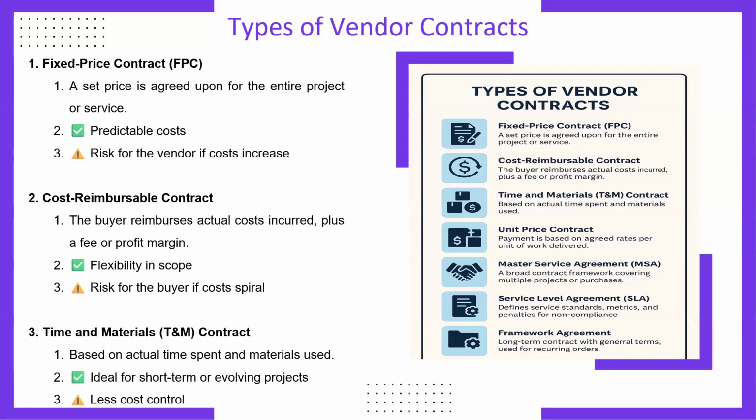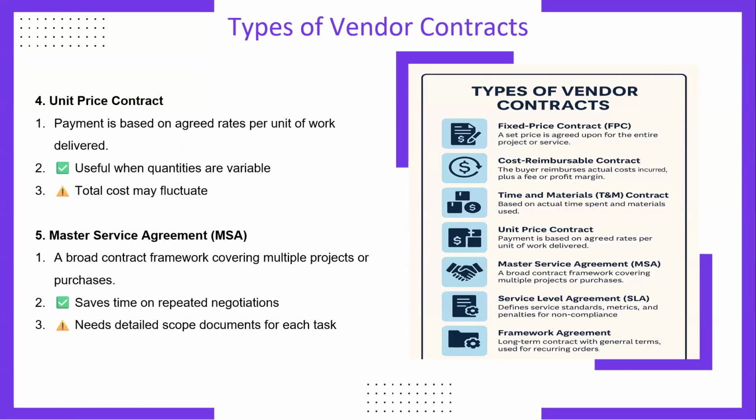Then time and materials contract is based on the actual time spent for procuring, transporting, warehousing and selling the products, and the materials used, whatever materials are used for packaging or transporting. Unit price contract is based on rates per unit. So selling and moving a product, warehousing, per unit. So that is a unit price contract.